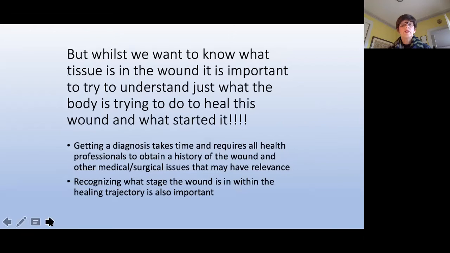So whilst the tissue is important, we do need to try to understand just what the body is trying to do in order to heal the wound and why it started. So it's really important to get a diagnosis and understand how this wound started so it doesn't happen again, but also because you might need to call in some other health professionals depending on the diagnosis. It does require all health professionals, therefore, to obtain a history of the wound and other medical, surgical issues that may have relevance. Recognising what stage the wound is in within the healing trajectory is also important.